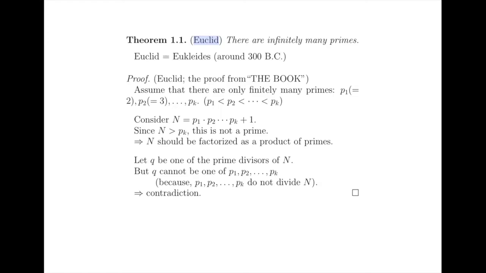But Euclid shows that there are infinitely many primes. Therefore, the properties of prime numbers cannot be verified by a finite computation. So it is necessary to develop the theory of prime numbers. In some sense, this theorem implies that we need the theory of prime numbers. Okay?